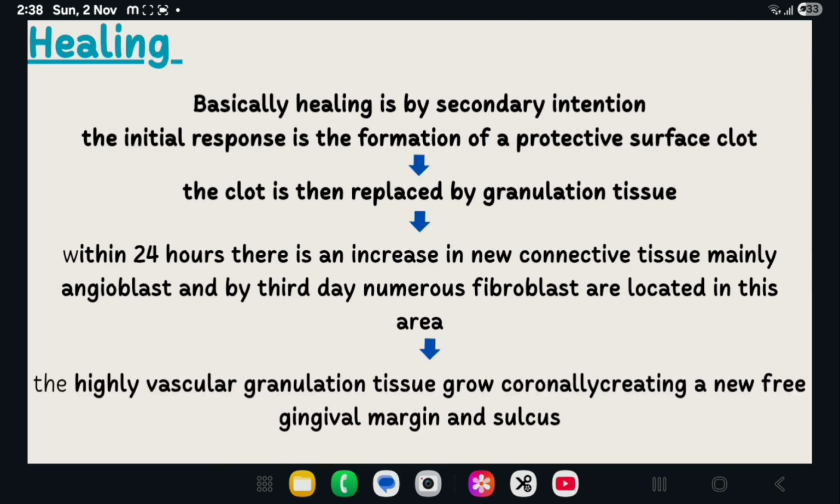Healing is by secondary intention. The initial response is the formation of a protective surface clot. The clot is then replaced by granulation tissue. Within 24 hours, there is an increase in new connective tissue, mainly angioblasts, and by the third day, numerous fibroblasts are located in this area. The highly vascular granulation tissue grows coronally, creating a new free margin, gingiva, and sulcus.